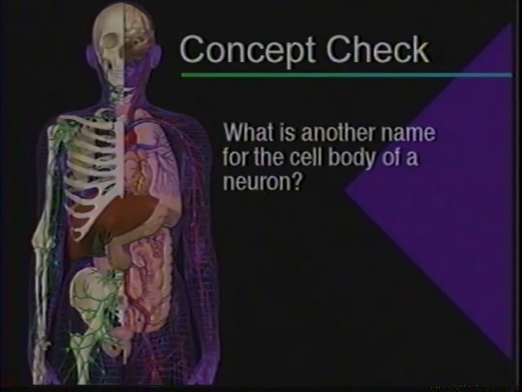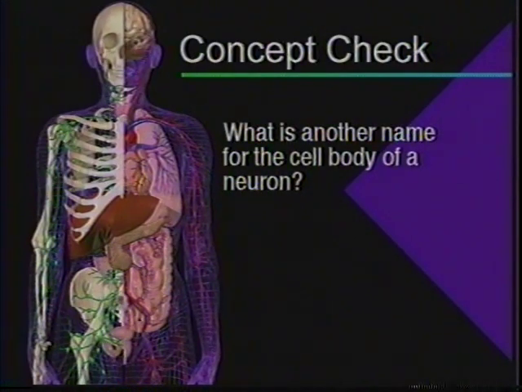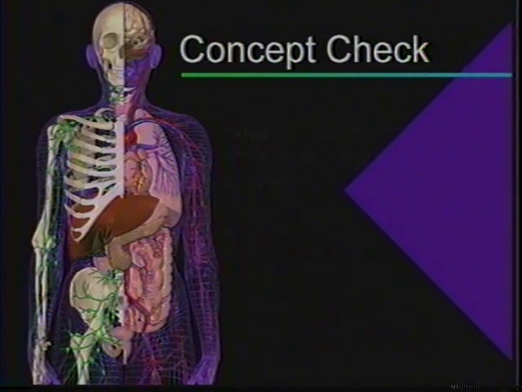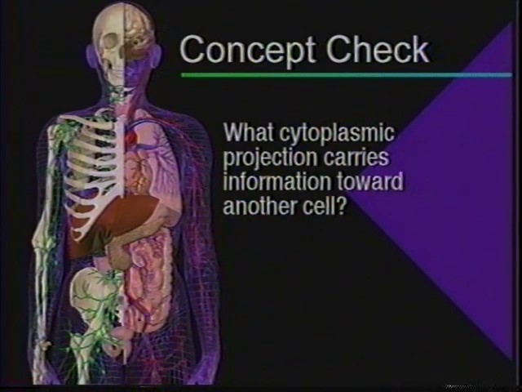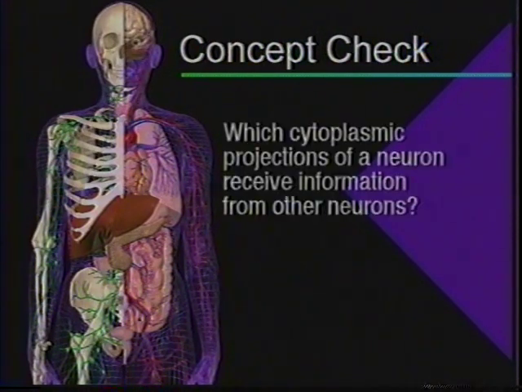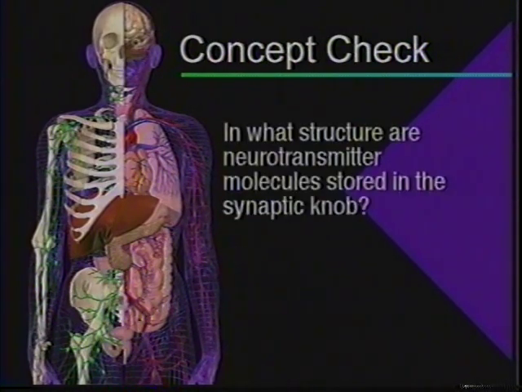How well do you know the structure of neurons? Take a few moments now to assess your understanding by answering 4 concept check questions. What is another name for the cell body of a neuron? What cytoplasmic projection carries information toward another cell? Which cytoplasmic projections of a neuron receive information from other neurons? In what structure are neurotransmitter molecules stored in the synaptic knob?